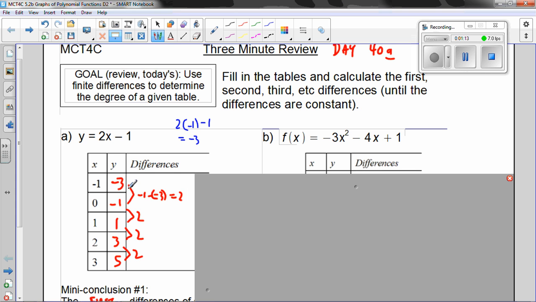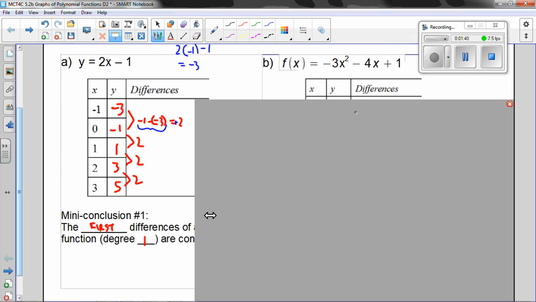We know the differences for a linear function should be constant. The differences are the differences between adjacent y values. If I can't see it, I'd go -1 subtract -3, but that is a little more difficult than it needs to be. Basically, from -3, how do I get to -1? Well, I go up 2. And in this case all of them are the same. So mini conclusion number 1: the first differences of a linear function, which is degree 1, are constant.